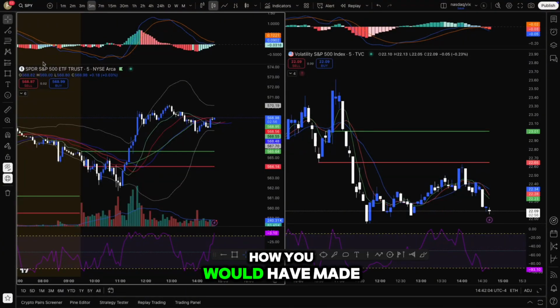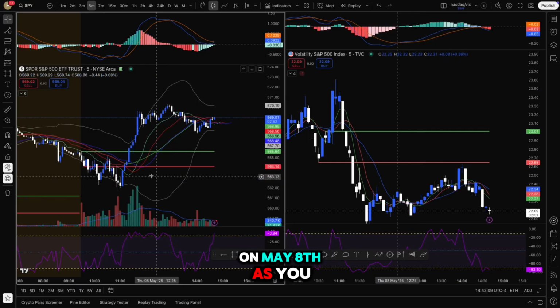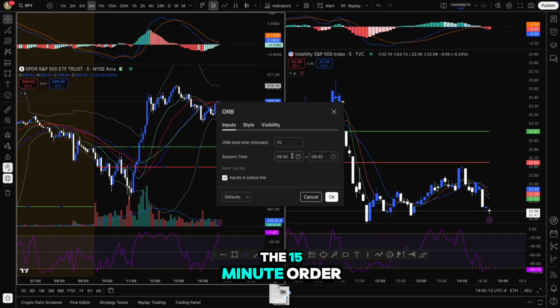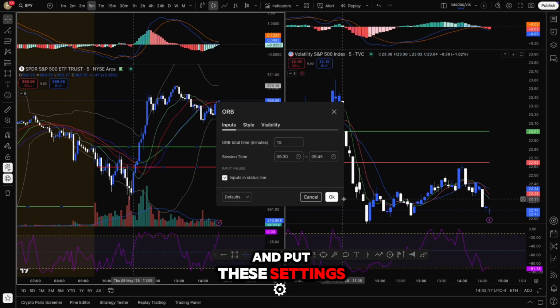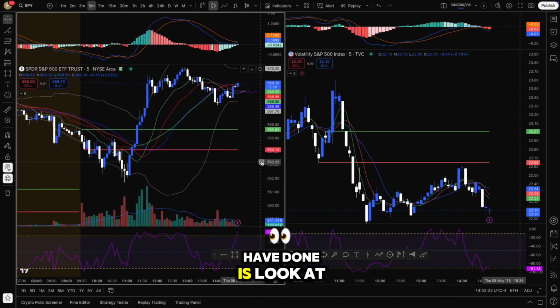Alright, so this is how you would have made money today on May 8th. As you can see right here, if you haven't added the 15-minute order block indicator, you just search up ORB in the indicators and put these settings in. So what you would have done is look at the chart.